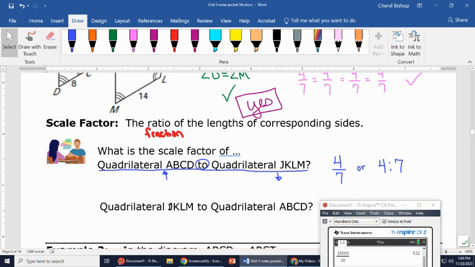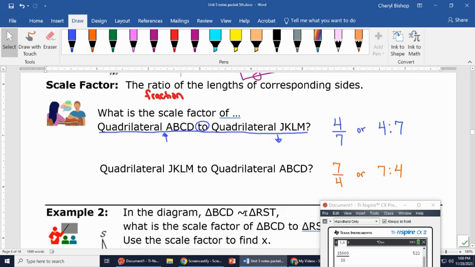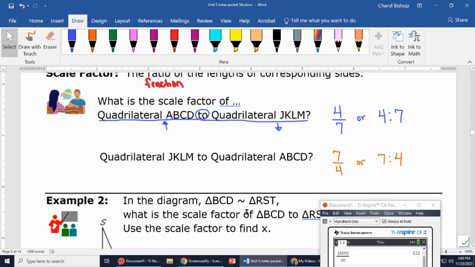What is it going to look like when I flip this around, JKLM to ABCD? 7 over 4. All you do is flip it over. All you have to do is flip it over.